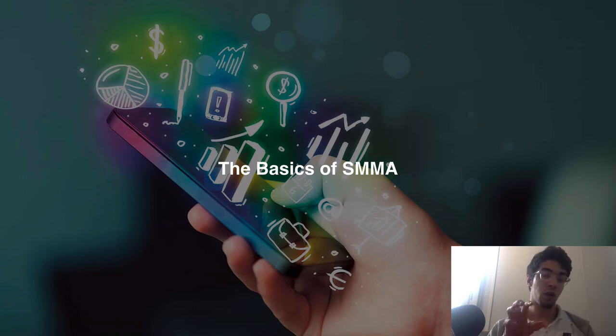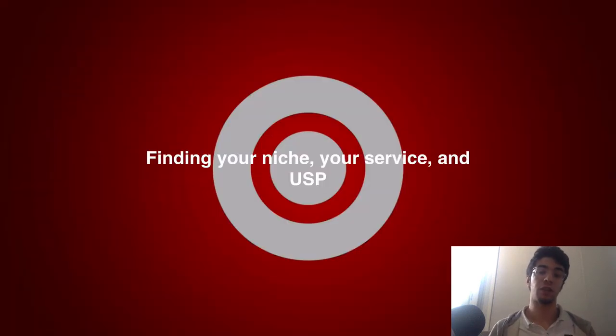All right. So the basics of SMMA in 2020, I believe there are seven things that you should consider when starting a social media marketing agency. And let's go about it in order, all right? What's the first thing that you need to take the time to figure out first? The first thing is finding your niche, finding your service, and finding your USP.